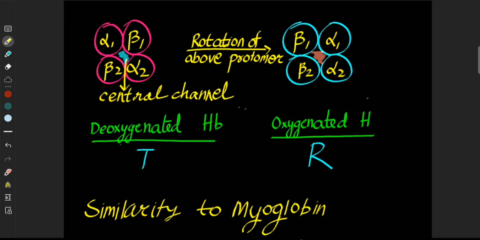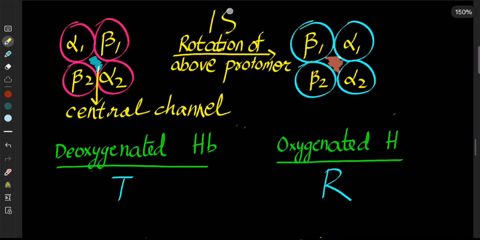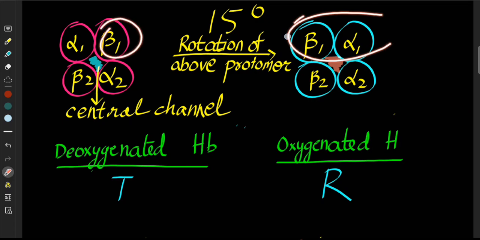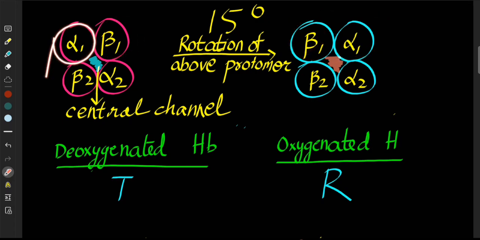When there is a rotation of about 15 degrees, then what happens is, this particular part above, this together, is known as a protomer. So this protomer will have a 15 degree rotation. When it has a 15 degree rotation, the B1 comes to this side, and then A1 comes to this side. That means they have exchanged their places, right? And this is actually the oxygenated form of hemoglobin, right?